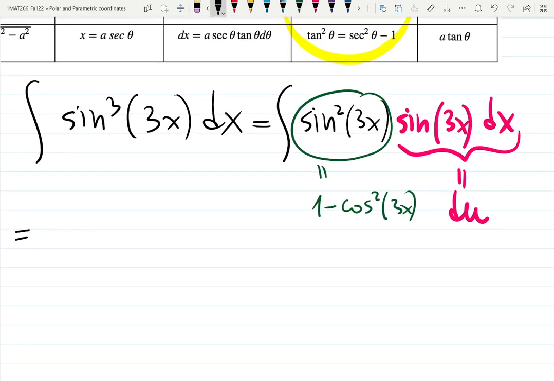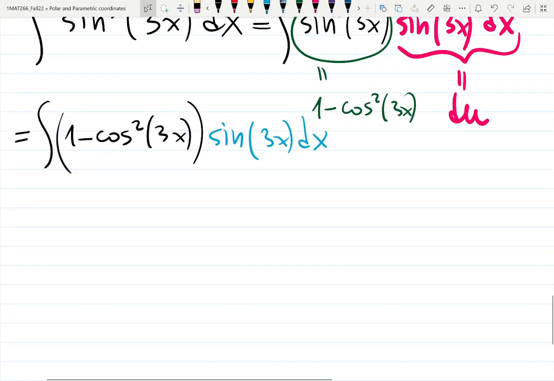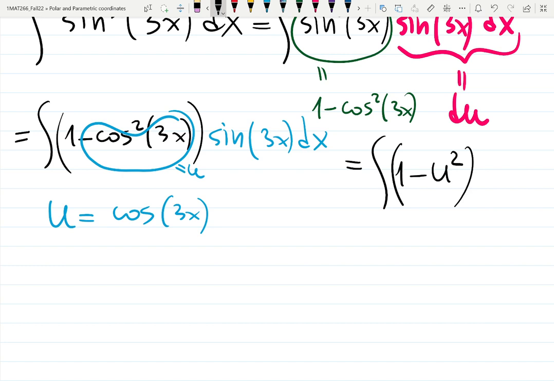So it becomes integral of 1 minus cosine squared of 3x times, I will still put it in different color, sine 3x dx. Then I for sure can see I want u to be cosine 3x. This is u. Because then I know the integral will be 1 minus u squared. Make sense? That's what I want to see. When you use u substitution, you should have some kind of future vision in the next 2 steps at least. 1 minus u squared. Can I integrate this? Yes. If the answer is no, maybe don't do u substitution. Maybe it will make it worse.